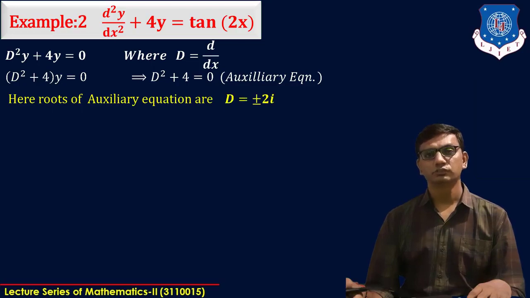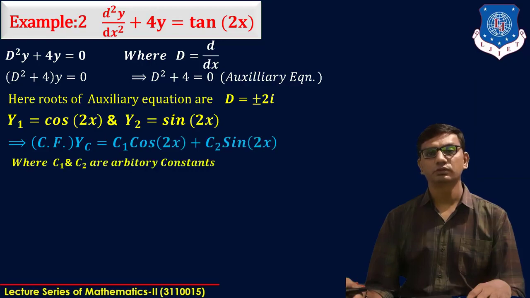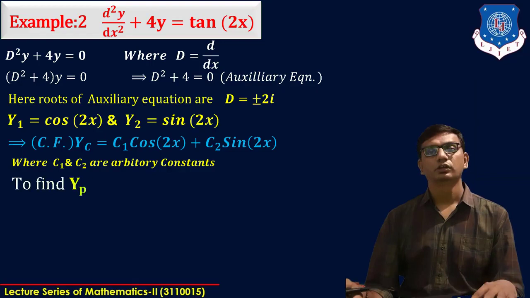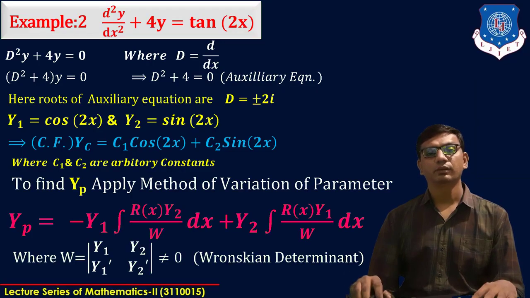These are complex roots, so our y1 is cos 2x and y2 is sin 2x. These are the particular solutions, and the complementary function is c1 cos 2x plus c2 sin 2x, where c1 and c2 are arbitrary constants. To find the particular integral yp, we will apply the method of variation of parameters, and this is the formula on the screen.